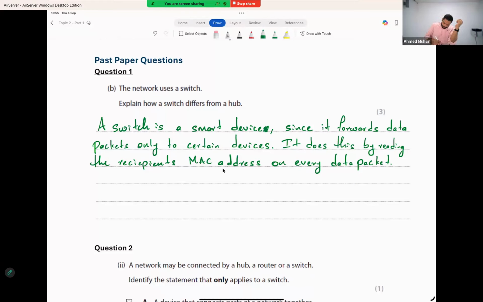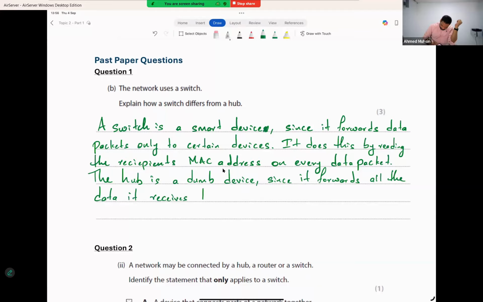The hub is a dumb device since it forwards all the data it receives to all its connected devices. Okay.